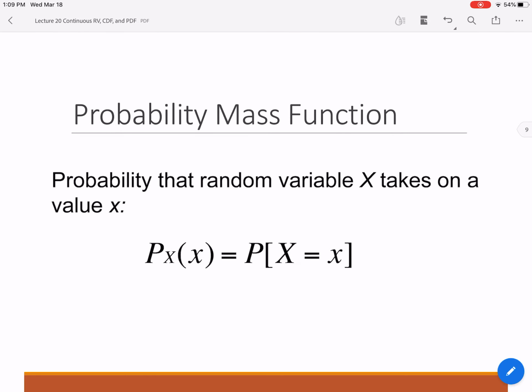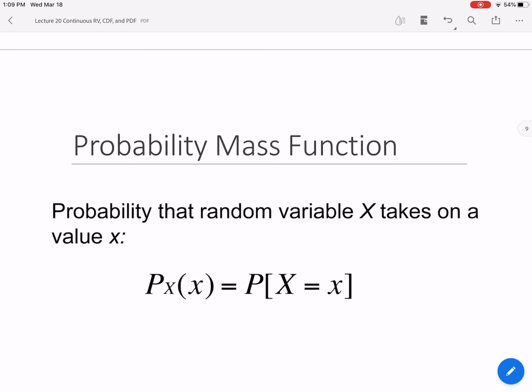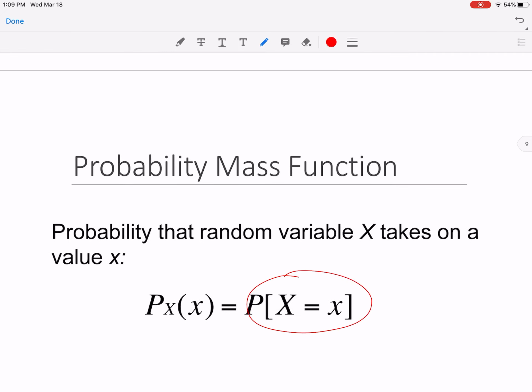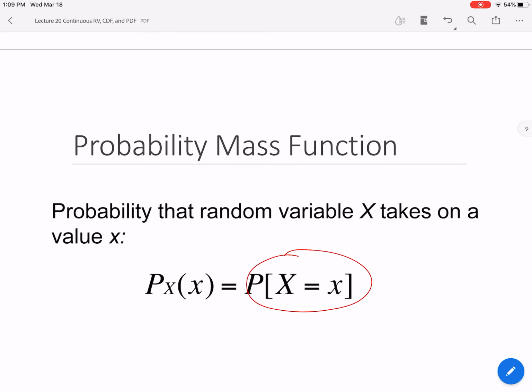So the probability mass function gives you the probability that random variable capital X takes on a very specific value, small x. Essentially, the probability that X is equal to small x. Now, the probability mass function is a generalized probability function for a given random variable. For some of the named distributions like binomial, the PMF takes a nice math form.